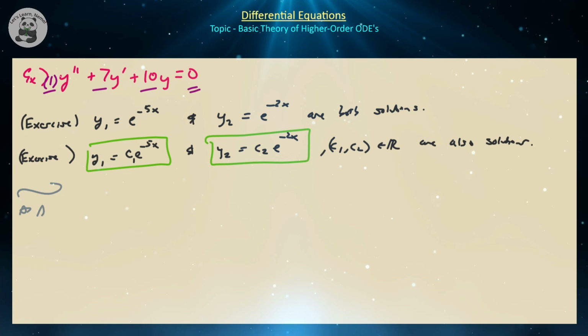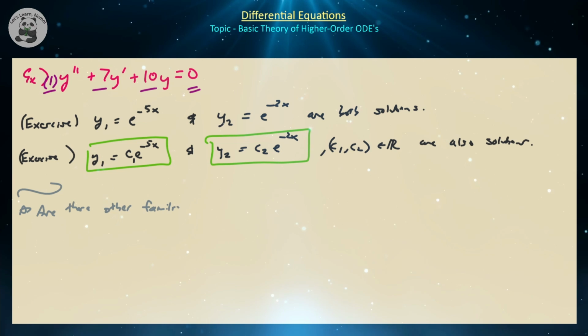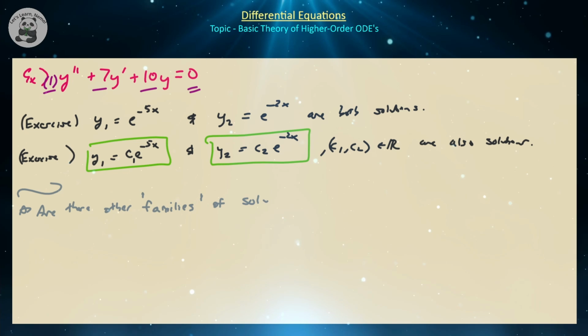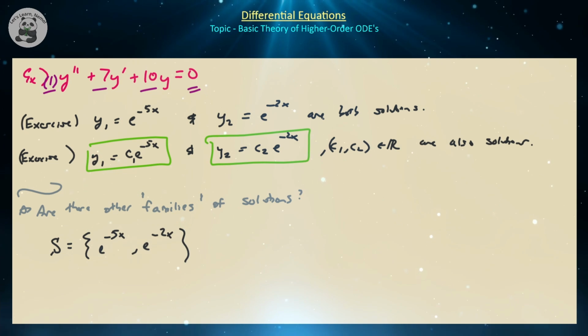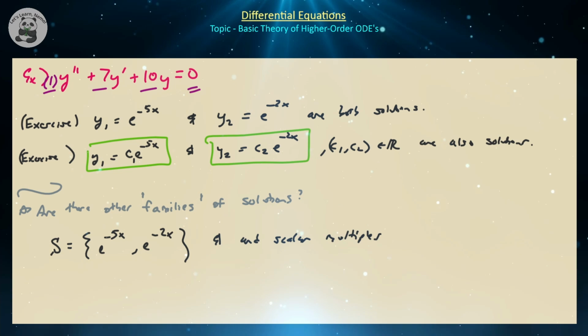which begs the question, are there other families of solutions for this? And what do I mean by families? So if we define a set S of all the families of functions, in particular in this case e to the minus 5x and e to the minus 2x, and scalar multiples, are there any other functions that make this equation true?